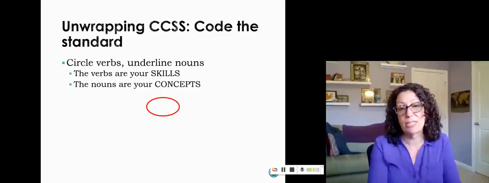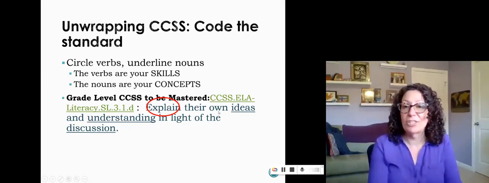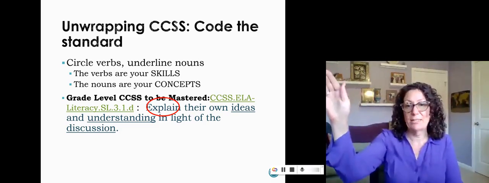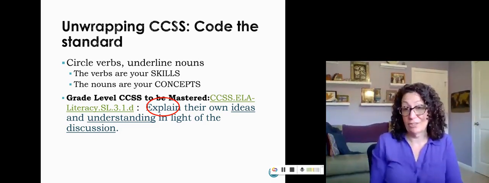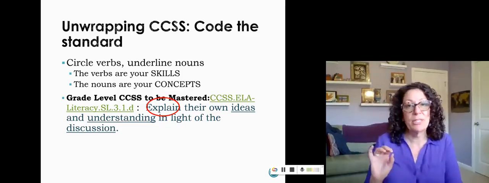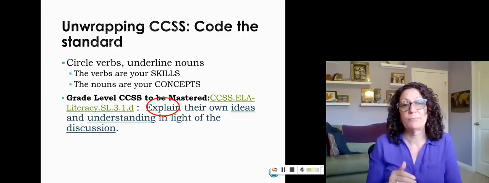And again, in this one, it's pretty easy. We have here, explain is the only verb, so it's circled. And then the nouns are concepts, so ideas, understanding, and discussion. So we want the children to explain ideas, understanding, and discussion. Again, this one is really simple. Sometimes you get into some of the ones that are about math, and they've got rational numbers and irrational numbers, imaginary numbers, and unless you really know what all of those are, it can be quite confusing about what that standard is asking you to do.